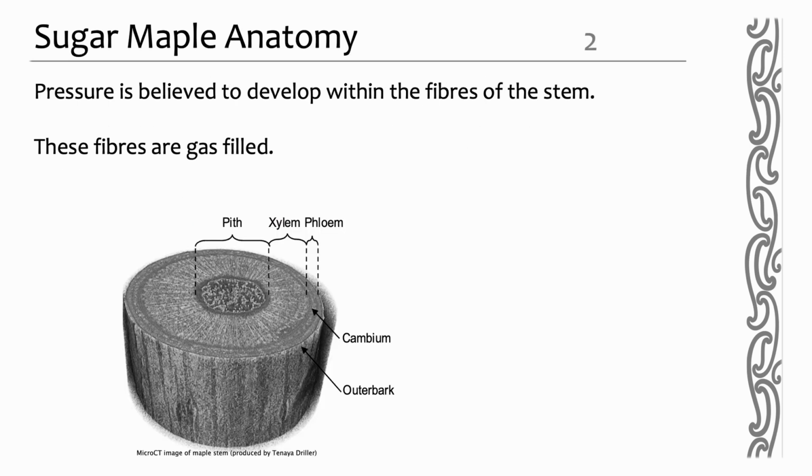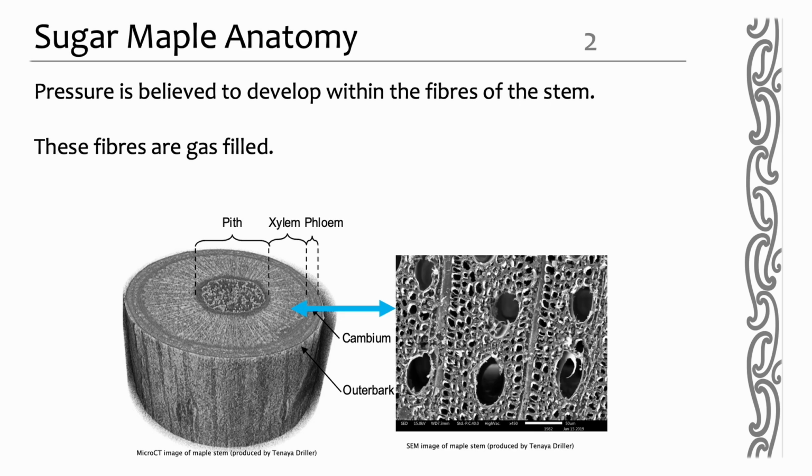So, the pressure that develops within sugar maple develops within a region of the stem known as the xylem. In the image there you can see a sugar maple sapling, where in the centre you have a region known as the pith, and then you have the outer layers of the cambium or the bark, and between them you have a region known as the xylem, which is the region through which sap flows up from the roots through the stem.